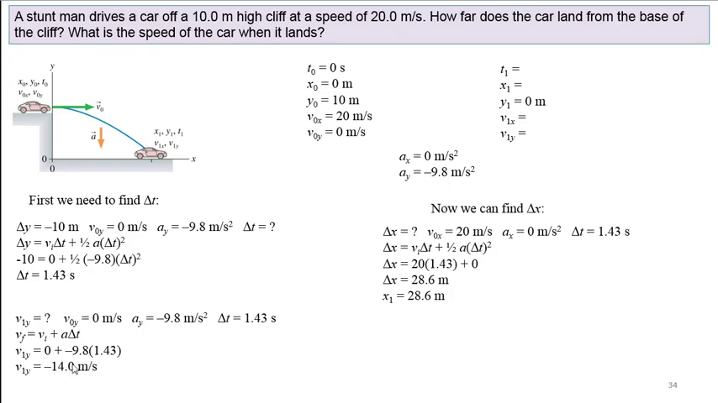Now that I know my final y velocity, again, my final x velocity is just 20 because it doesn't change. Now I can find my speed. My speed is the magnitude of my velocity. So that's the square root of my x component squared plus my y component squared. There's my x component, there's my y component, and there's my speed.